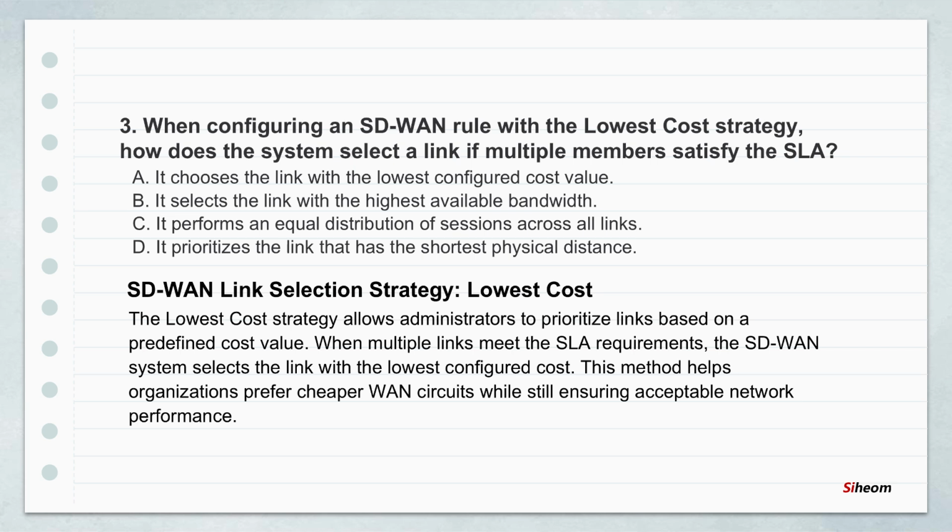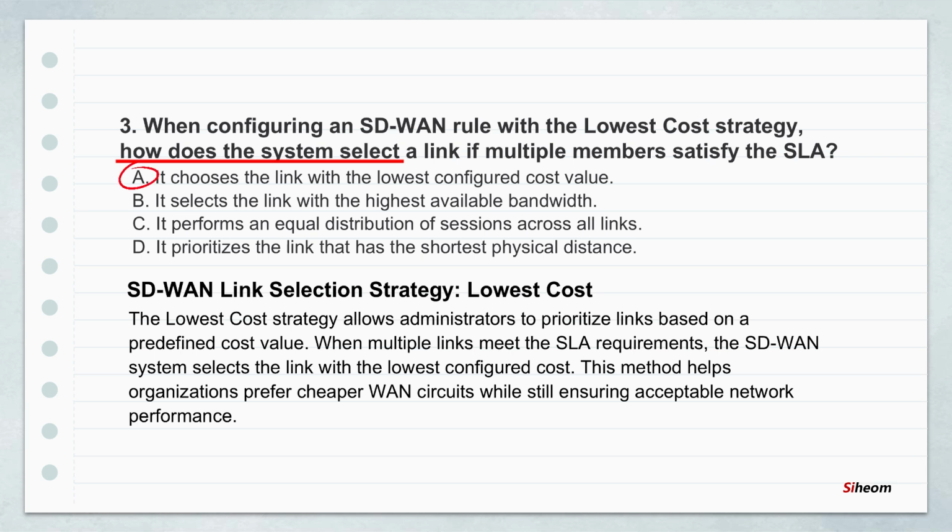Question 3 focuses on the lowest cost SD-WAN strategy. This is a classic one. The question asks how the system selects a link if multiple member interfaces successfully satisfy the SLA requirements. Options are highest bandwidth, equal distribution, shortest distance, or the correct answer, lowest configured cost value.